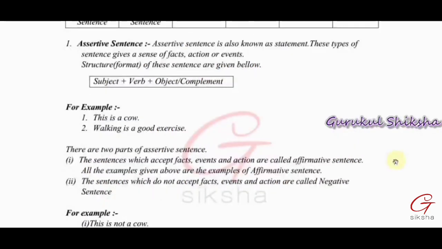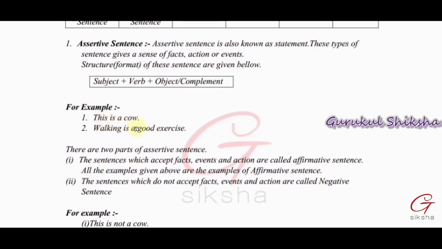First we discuss assertive sentences. Assertive sentences are also known as statements. If we are reading a statement, we can say that a statement is also known as an assertive sentence. These types of sentences give a sense of facts, actions or events. The structure is subject plus verb plus object/complement. In an assertive sentence there is a subject, then a verb, then an object.